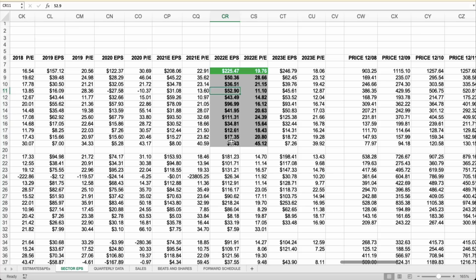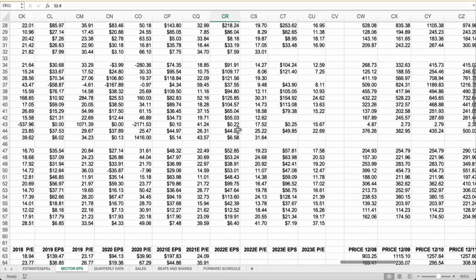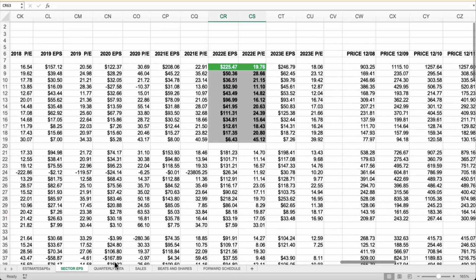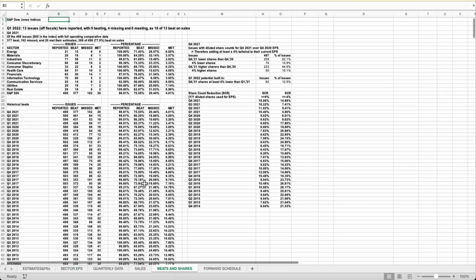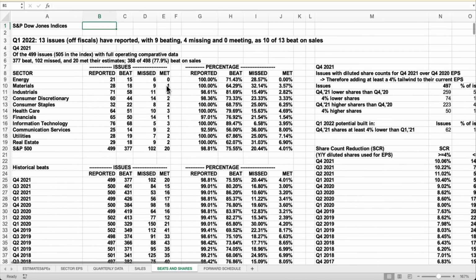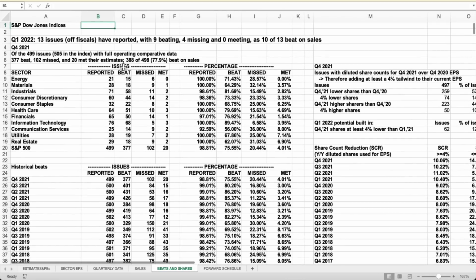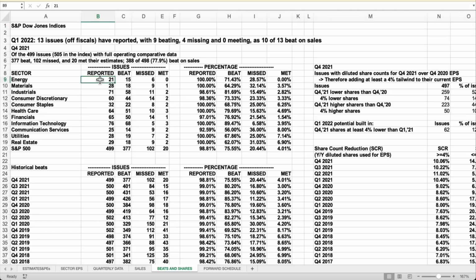So over the course of the year, you can see where the earnings, or at least where the expectation of earnings would be. And if you scroll down here, once we actually get those numbers, they'll start to fill in this area here for the S&P 500. And then you have a whole bunch of other different tabs as well. You have beats and shares, and this is really small. If you want to read it, you can make it bigger, and it tells you for the quarter how many reported. Energy 21 reported, 15 beats, 6 missed, 0 met.